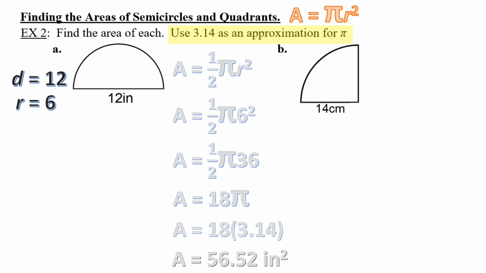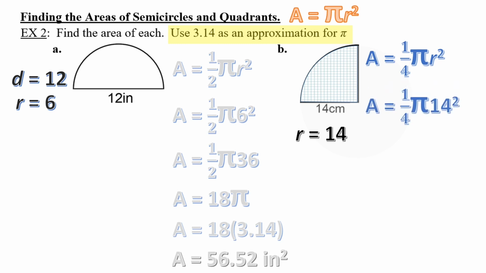This is a quadrant. So I have a quarter of a circle this time, so I'm just going to do the quarter of the area. So I'm going to do a quarter of pi r squared. Now I need the radius, and the radius is given as 14. So I'm just going to plug in 14 there.